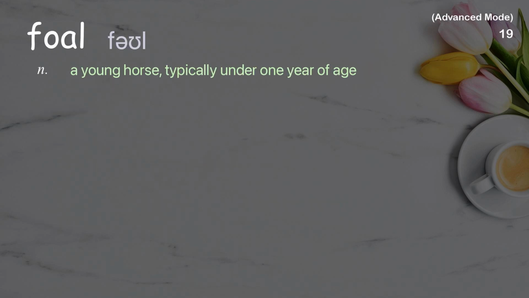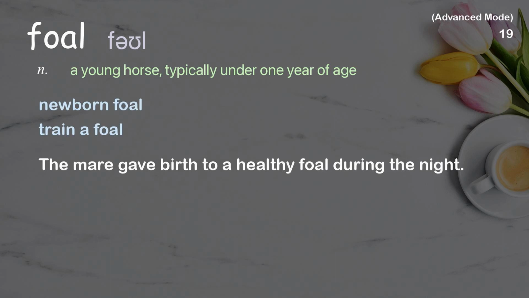Foal. A young horse, typically under 1 year of age. Examples: Newborn foal. Train of foal. The mare gave birth to a healthy foal during the night.